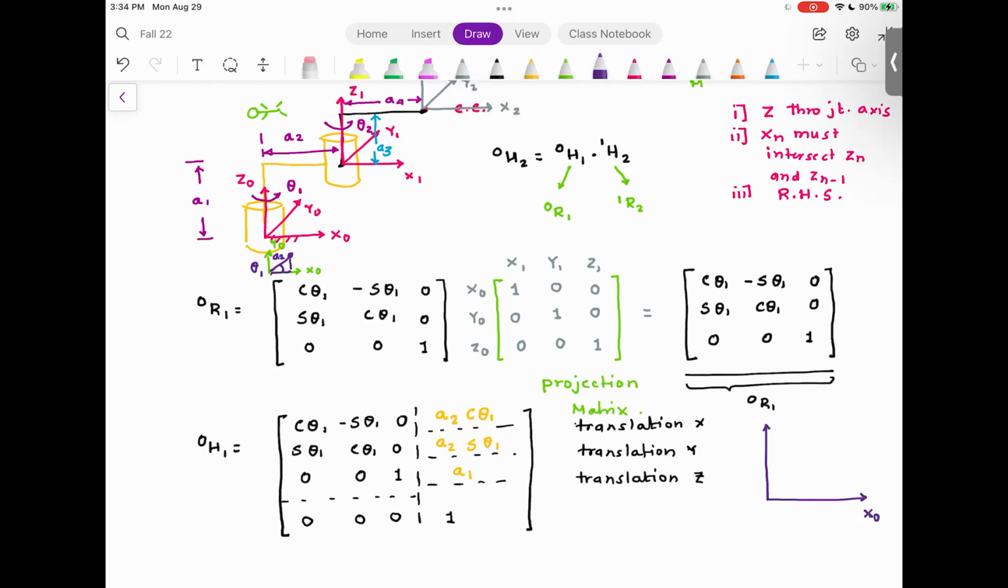X0, and please understand, forget frame X1. We have to write down these translations in frame 0. So these translations should be expressed in the 0th frame.